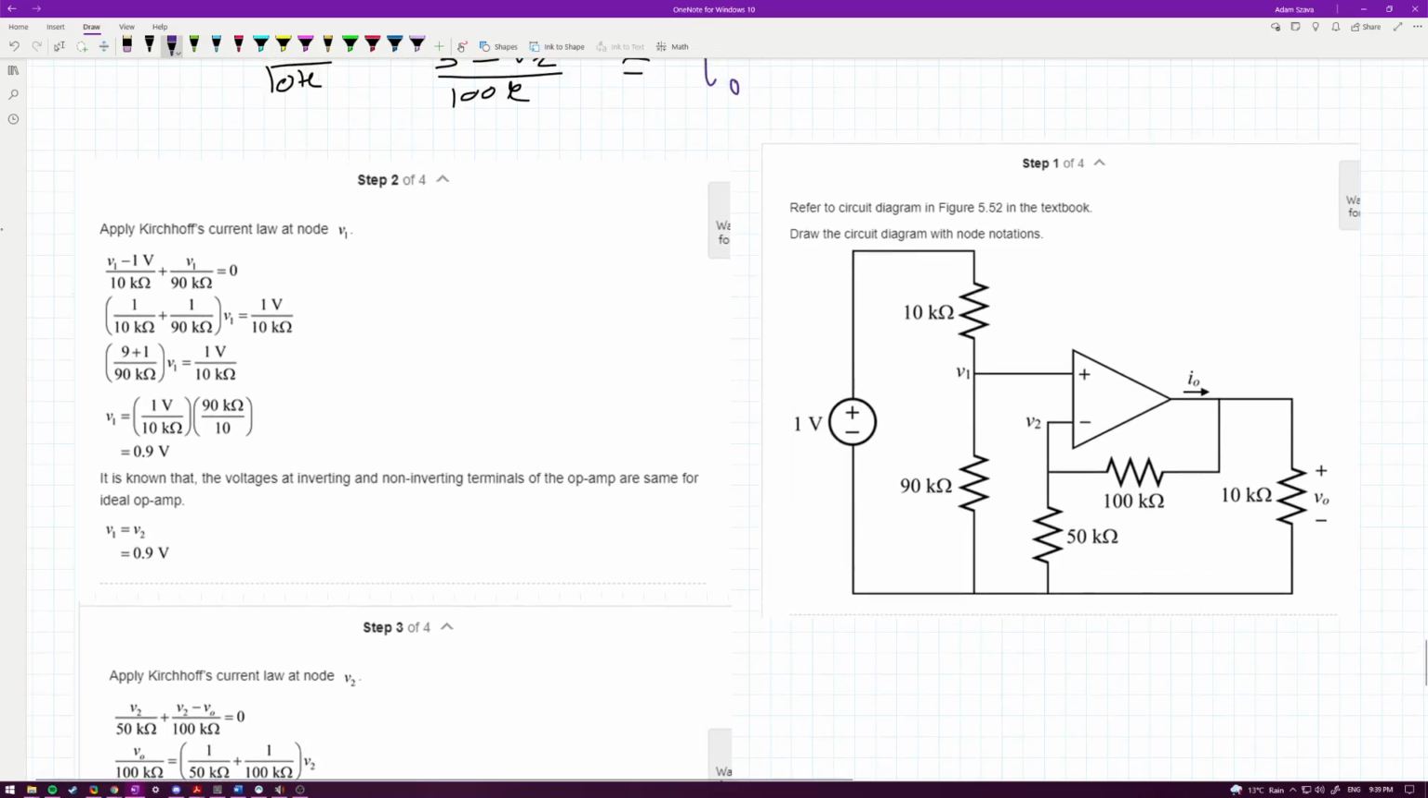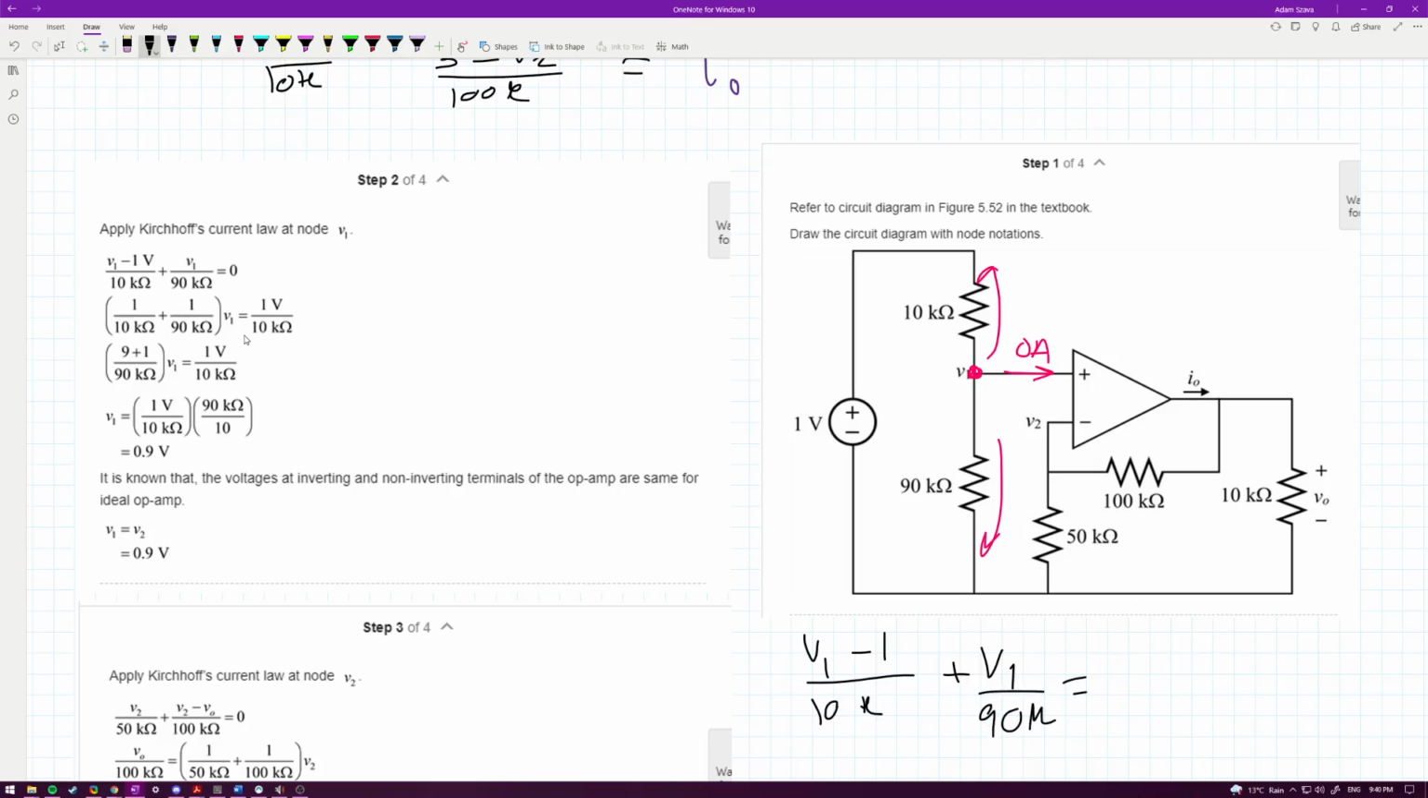Oh, I see what they did. They only did KCL at this node. Yeah, that actually makes sense, because then you can find directly. They found this current and this current. Since we know there's no current going this way, 0 amps, that means the current going this way must be equal to the current going this way. Then you follow it, and you find the current going through the 50 ohm and the 10. So that would be V1 minus 1 over 10K plus V1 over 90K equals 0.